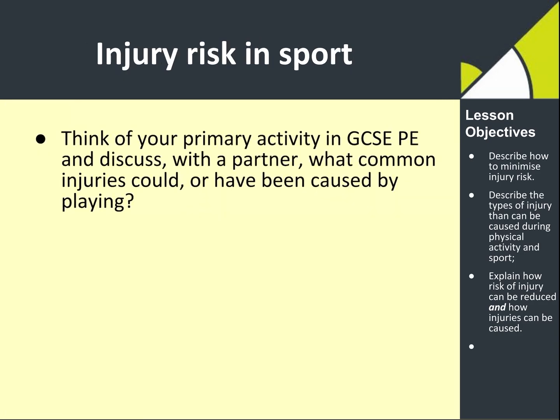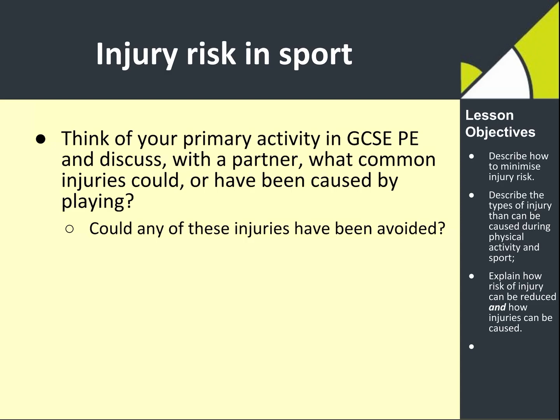So the first thing I want you to do is think about your activities in GCSE PE and write a list of what common injuries could or have been caused when you've played that sport. So pause the video here and write a list. Right, so next to that list of injuries you've got, can you think of any way that these injuries could have been avoided? So again, pause the video and write down if there's any way that you think these injuries could have been avoided.